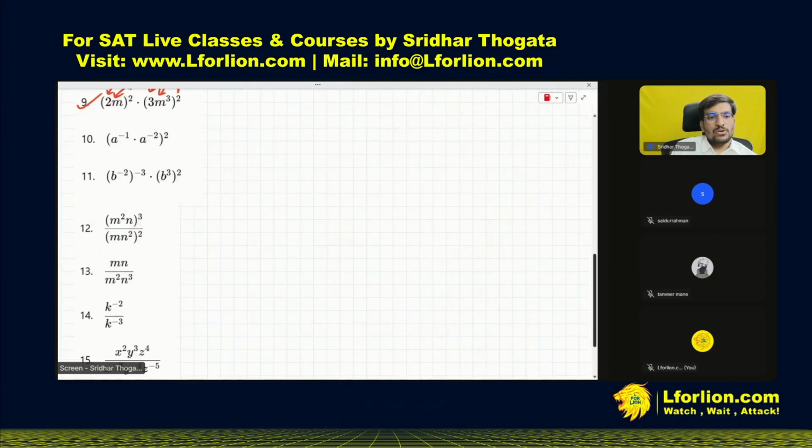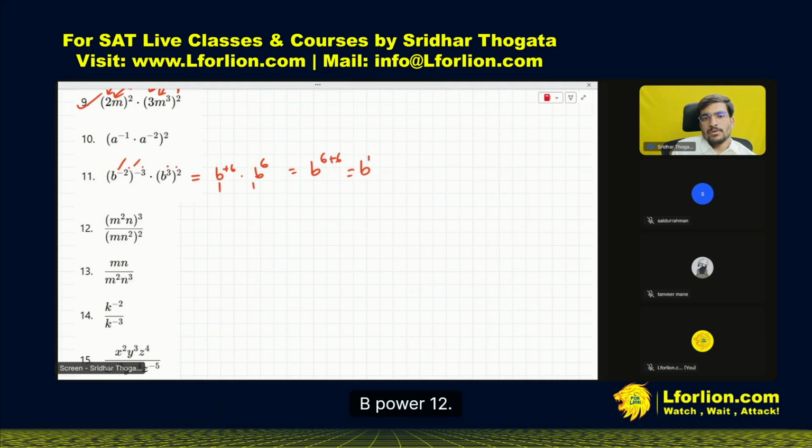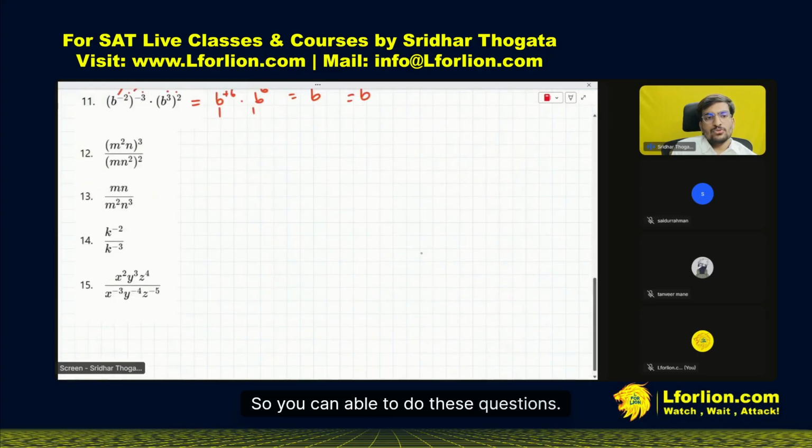Let me solve this 11th one. So b negative 6, not negative, positive 6. Negative, negative, positive 2 into 3, 6. And then b 2 into 3, 6. So b same. Apply the product rule. 6 plus 6, b power 12. So you can do these questions. You can just try them. This one as well you can do.